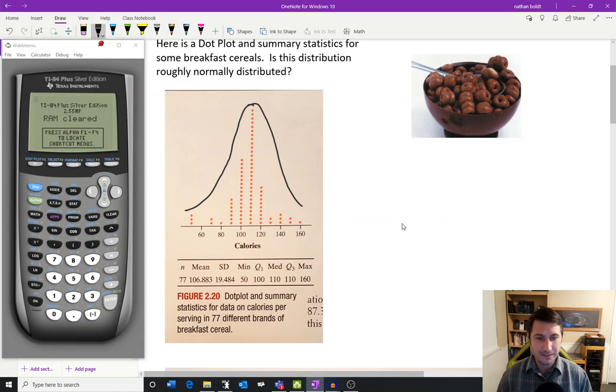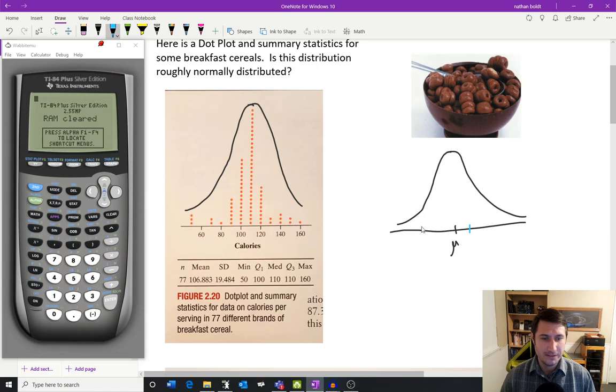So remember, if it is, this bell curve here with the mean in the middle, if we go out one standard deviation, if we add one standard deviation and subtract one standard deviation, that should give us 68% of our data. So that's what we're going to do. We're going to go plus one standard deviation and minus one standard deviation from the mean. And if 68% of the dots are in that range, it's looking pretty good.